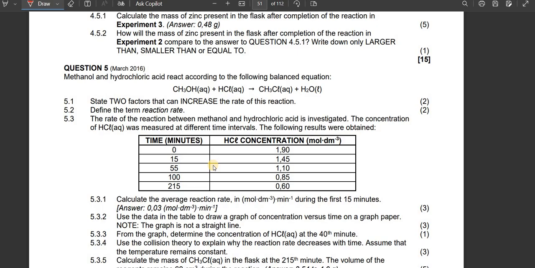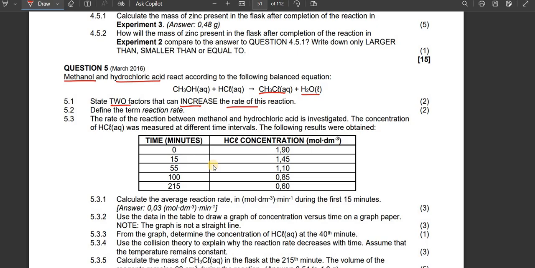Next one. What did they use here? They used methanol and hydrochloric acid. Then they formed this and water. Now this is quite different from the reactions we had. Let's actually go through it. They're saying, state 2 factors that can increase the rate of this reaction. Looking at this reaction here, what would be 2 factors that can increase the rate?